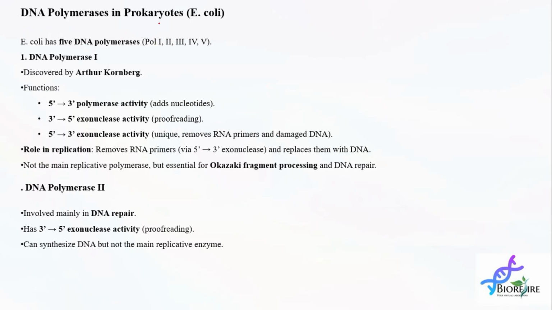Now these are the DNA polymerase enzymes in prokaryotes: DNA polymerase 1, 2, 3, 4, 5. DNA polymerase 1 function: addition of nucleotides 5' to 3', 3' to 5' exonuclease activity, and 5' to 3' exonuclease activity also. Role: removal of RNA primer, replaced with DNA sequences. It is not the main replicative polymerase, but it is essential for Okazaki fragments and DNA repair.